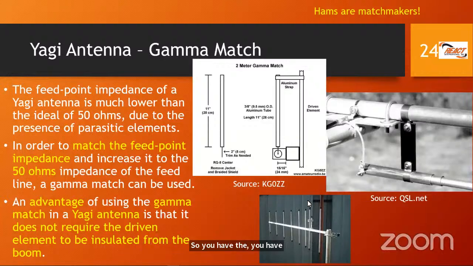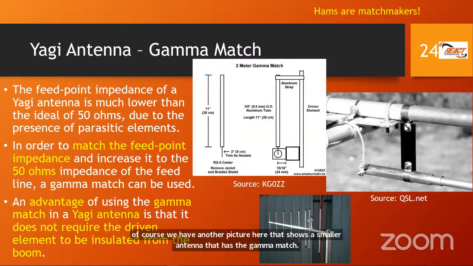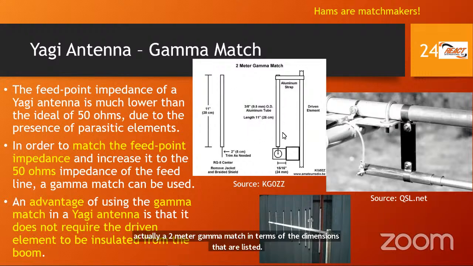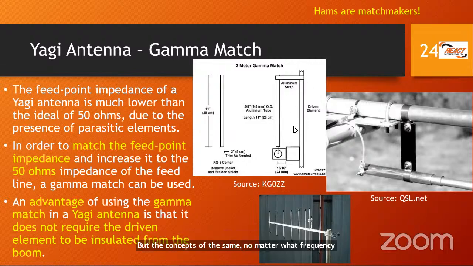And of course, we have another picture here that shows a smaller antenna that has the gamma match on it. So this is a blow-up of a gamma match, and this is the diagrammatic representation of what the gamma match, if you were to construct it, will look like. And this is for a particular frequency here. This is actually a 2-meter gamma match in terms of the dimensions that are listed. But the concepts are the same, no matter what frequency. The construction technique is quite similar.